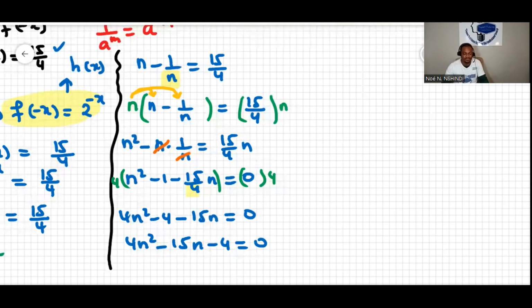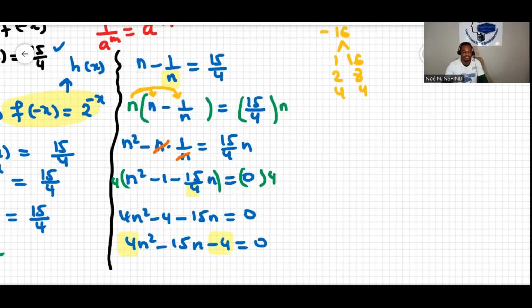Because this time we have a leading coefficient here different than 1. So I cannot just put n in the bracket. So this is what I can do. I'll take 4 times negative 4 here. They make negative 16. Now I'm going to list all the factors of 16. They are 1 and 16, 2 and 8, 4 and 4.